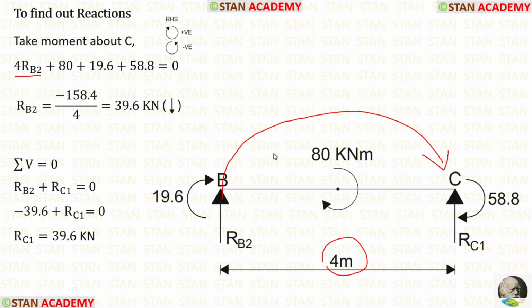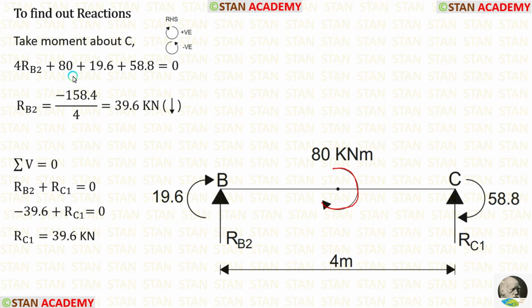So for RB2, the concentrated moment is acting in the clockwise direction. So it will be positive. Then we have two end moments, 19.6 and 58.8. Both of them are acting in the clockwise direction. So both of them are positive. Finally, we are getting RB2. For RB2, we will get a negative value. That means our assumption is wrong. We assumed that RB2 is acting upwards, but actually it is acting downwards.